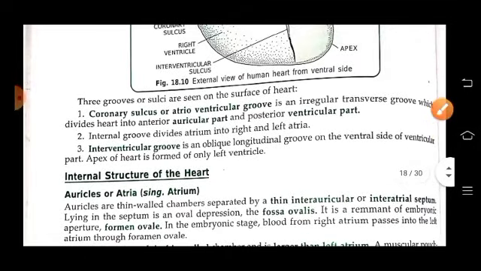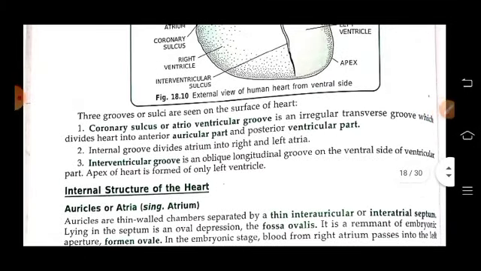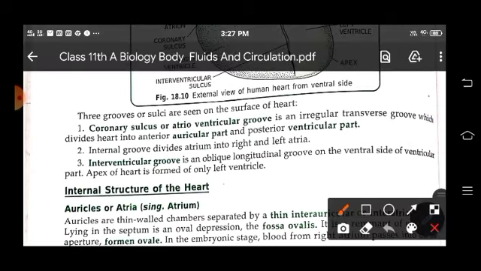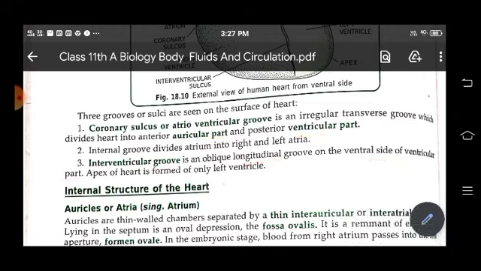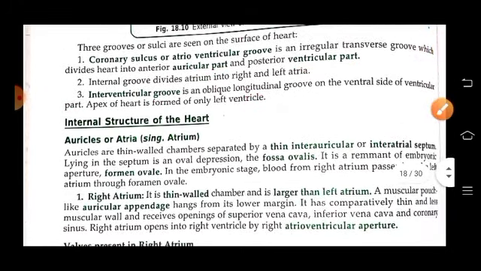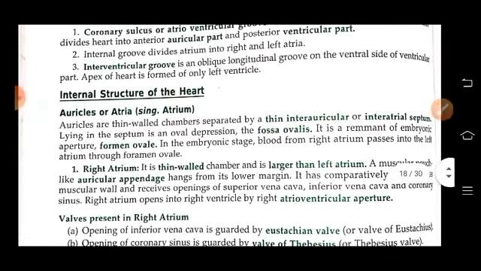Now, the grooves or the sulci are seen on the surface of the heart. The coronary sulcus is an irregular transverse groove which divides the auricular part and the posterior ventricular part. The interventricular groove is an oblique longitudinal groove on the ventral side of the ventricular part. So let's study about the internal structure of the heart.